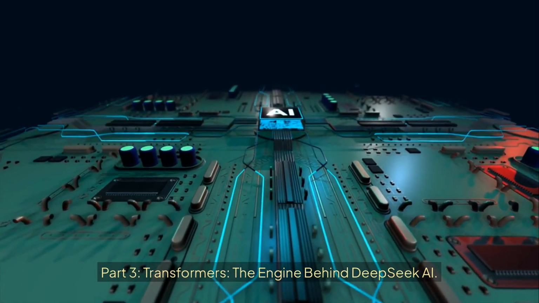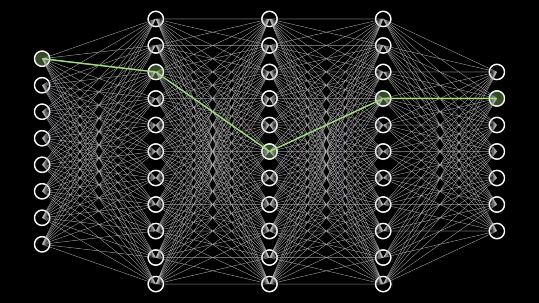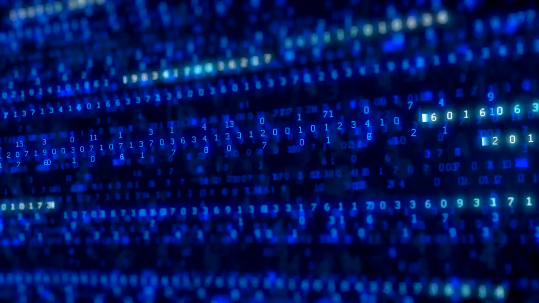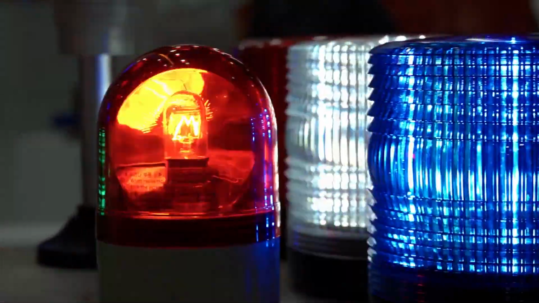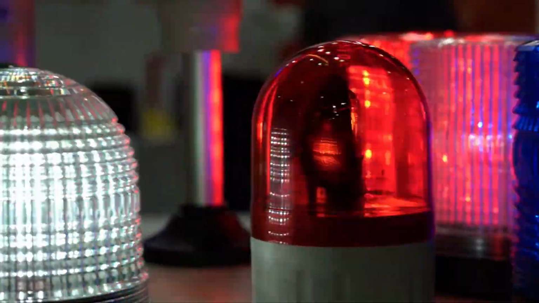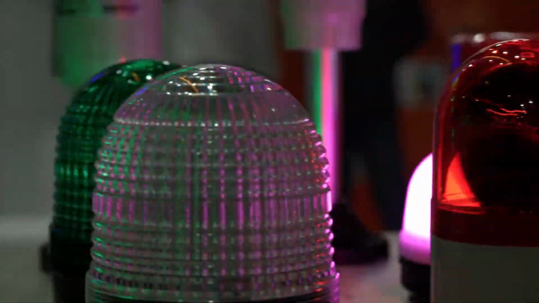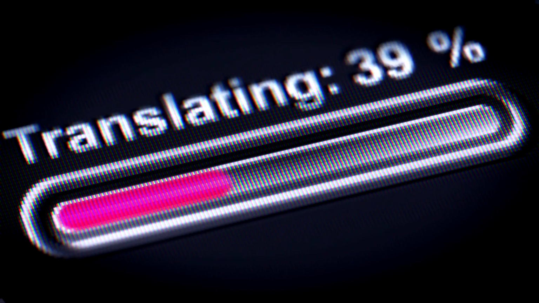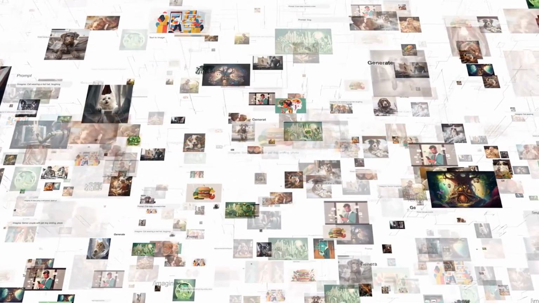Part 3. Transformers, the engine behind Deepseek AI. Deepseek AI uses a specific type of neural network architecture called a transformer. Transformers are designed to handle sequential data, like text, by paying attention to the relationships between words. This attention mechanism allows the model to understand context and generate coherent, relevant responses. Think of it like a translator who not only knows the words, but also understands the underlying meaning and intent. Transformers are the engine that drives Deepseek AI's ability to generate high-quality text.